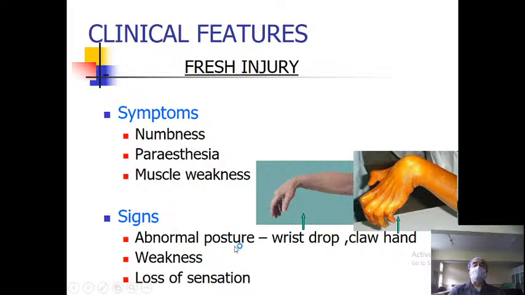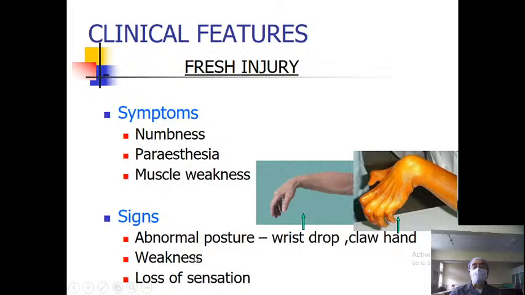Then signs, the abnormal posture. See, this is not normal. This is not how you usually keep your wrist, is it? So once we ask you to extend this, you will be unable to do it. So this is an abnormal posture. This is a claw hand. This is a wrist drop. These two are abnormal. They are not normal. So if you find these things in a patient, then you can straight away make a diagnosis that there is something wrong with his nerves. And there may be some weakness. The patient is unable to function at his optimum level. So that indicates that there is something neurologically wrong with him.